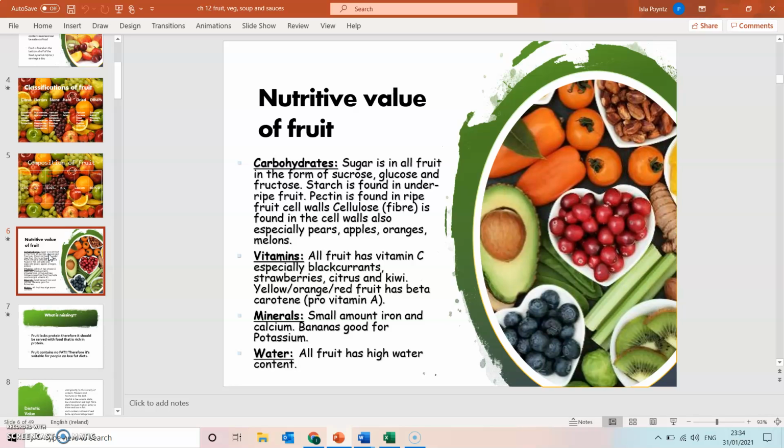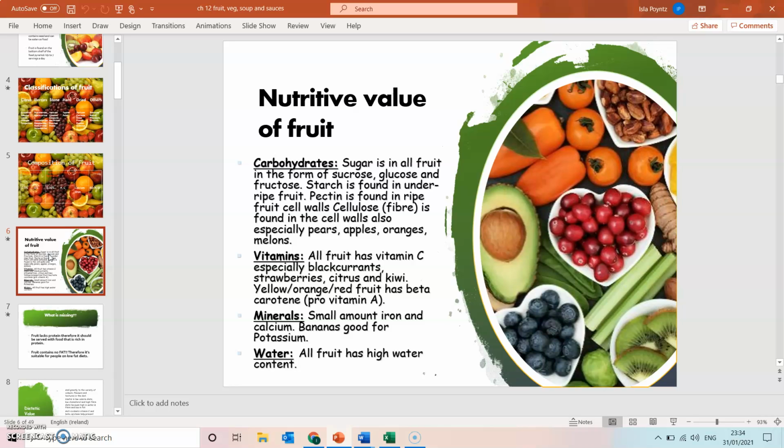And then if your banana is overripe and there's little bits of brown in it, it's actually at its sweetest stage. Pectin is a carbohydrate as well, and it's found in the cell wall, and that's useful in terms of making jam, because pectin is what helps your jam to set. And when you cook your fruit very slowly and you stew it, then your pectin is released.